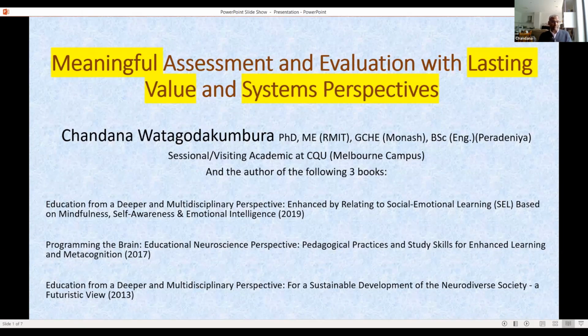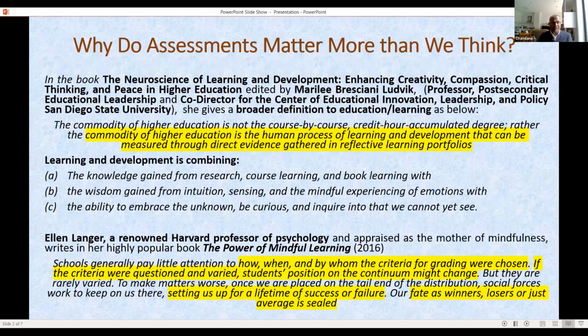It's not just that we award a grade or mark, and at the end of the semester learners go away with this mark or grade, and that's it. I'm trying to put forth this idea that it's connected to so many other things. So to start with, what I mean by meaningful assessment, I'm going on to my second slide here.